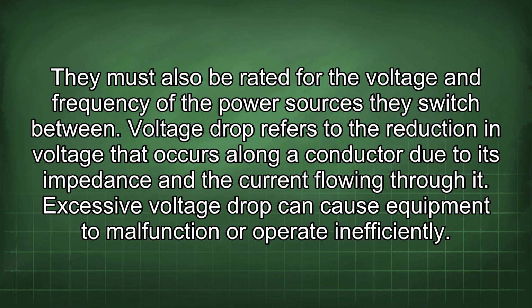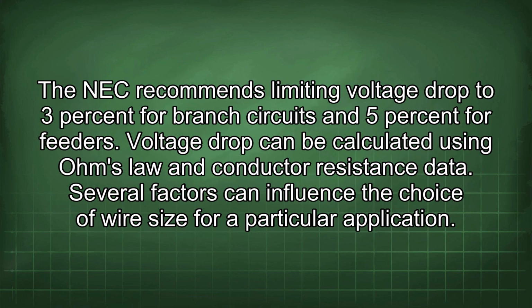Voltage drop refers to the reduction in voltage that occurs along a conductor due to its impedance and the current flowing through it. Excessive voltage drop can cause equipment to malfunction or operate inefficiently. The NEC recommends limiting voltage drop to 3% for branch circuits and 5% for feeders. Voltage drop can be calculated using Ohm's law and conductor resistance data.